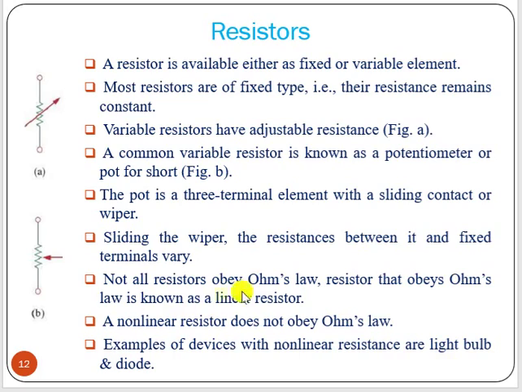Now, not all resistors obey Ohm's law. That you have to remember. Those that follow Ohm's law are called linear resistors. There are many nonlinear resistors available that do not obey Ohm's law. Examples of devices with nonlinear resistance are the light bulb and the diode, and the transistor also.